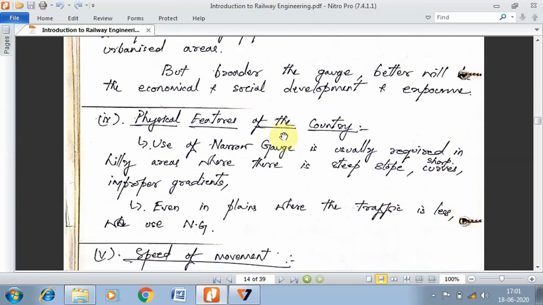Then physical features of the country. Usage of narrow gauge is usually required in hilly areas where there are steep slopes, sharp curves and improper gradients. Even in certain plain areas where the traffic is less, people normally don't spend much, and that's why even in flat areas you will be depending upon narrow gauge or light gauge. That's about physical features, right?